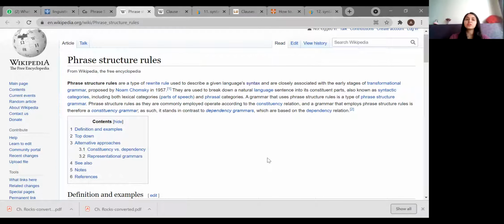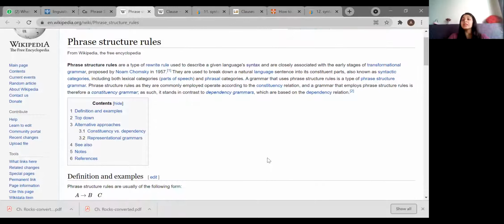So to start with phrase structure rules. Now, phrase structure rules are a type of rewrite rules, used to describe a given language. Rewrite rules, we already know what it is. It's just a deeper meaning that we need to understand. It's all based on sentences. All right. It is closely associated with the early stages of transformational grammar.